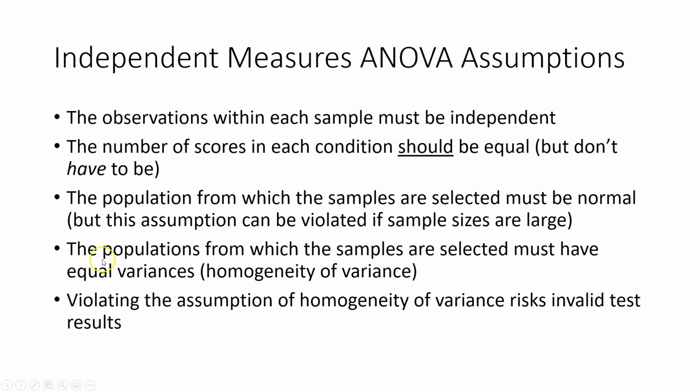It's usually okay. The populations from which the samples are selected must have equal variances. That's an assumption called homogeneity of variance. Remember, in our independent measures t-test, we had to compute this using our F max. If you violate the assumption of homogeneity of variance, then it risks invalidating your test results. So you can't trust your test if you violated the homogeneity of variance assumption and the variance of your groups is too big, are too different from each other.